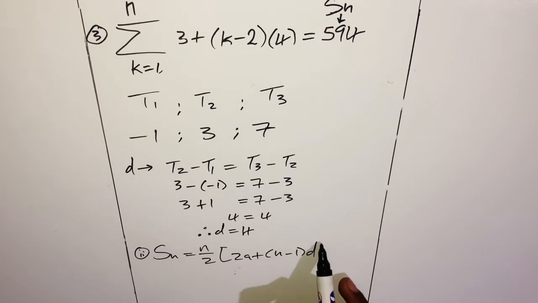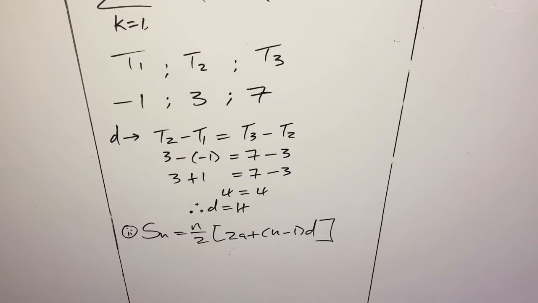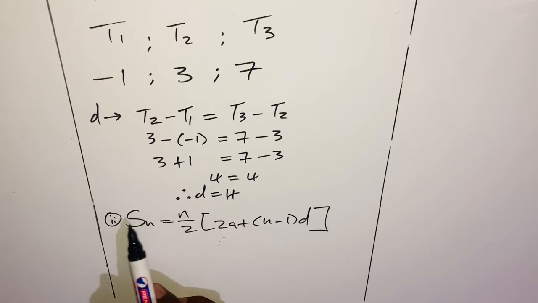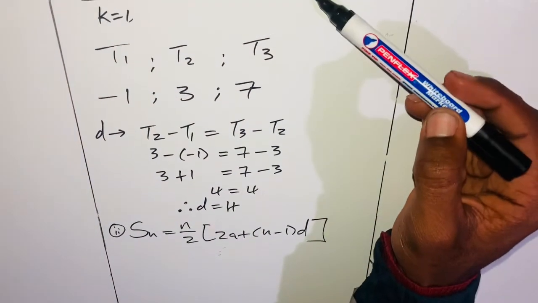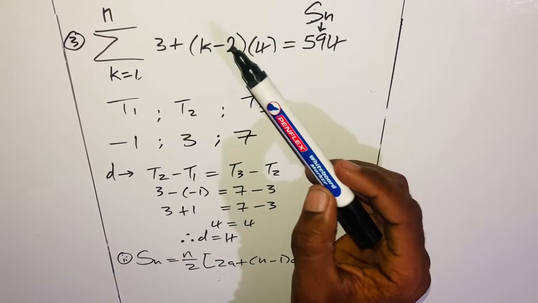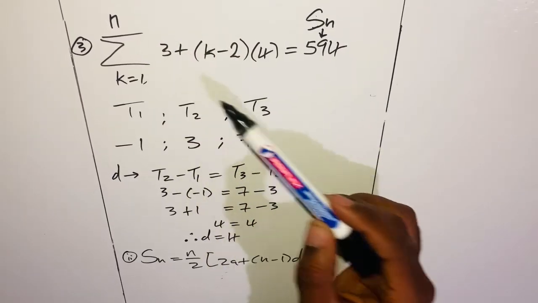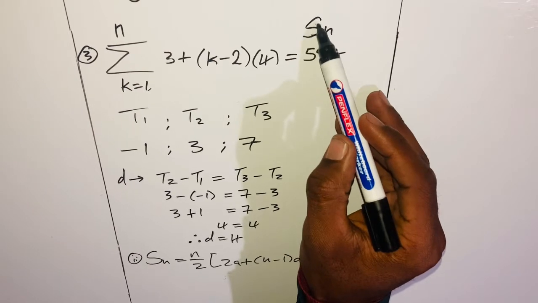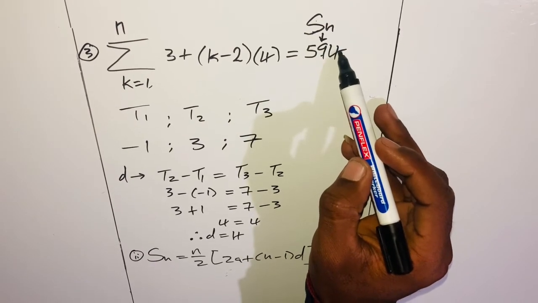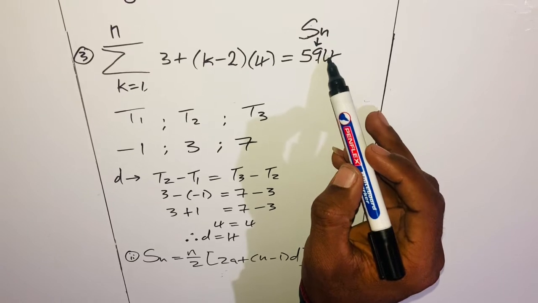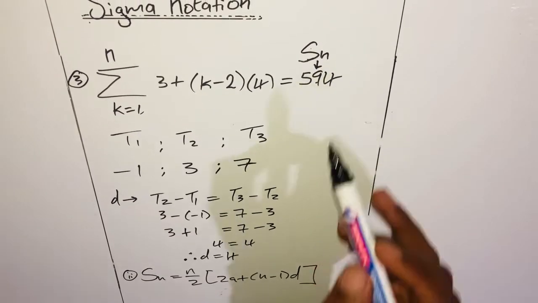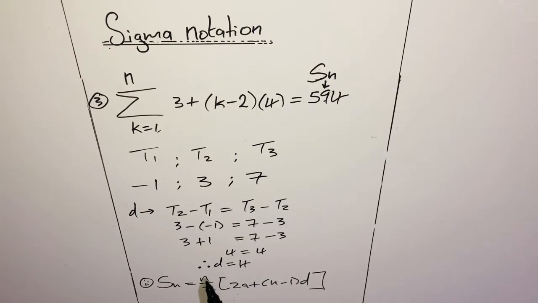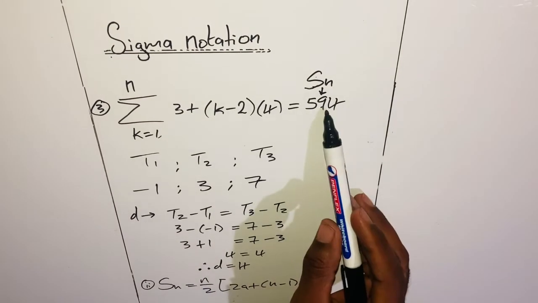We know that since this is an arithmetic sequence, we'll go back to our sum, knowing that the sum of this whole thing is 594. So our Sn is 594. We are no longer looking for Sn, the sum of n terms, but for n, in order for the sum to be 594.